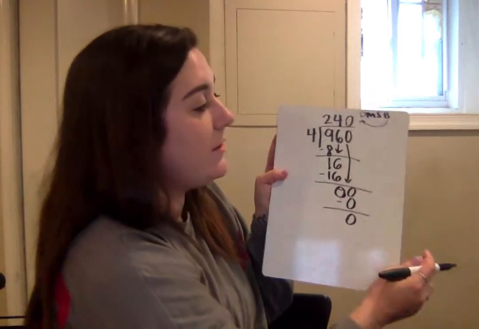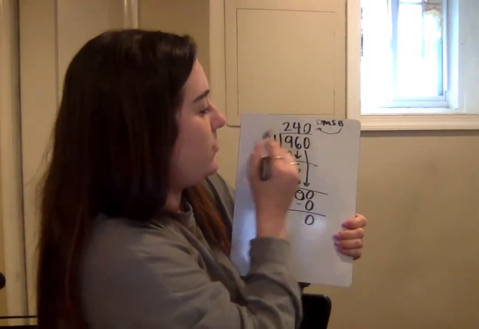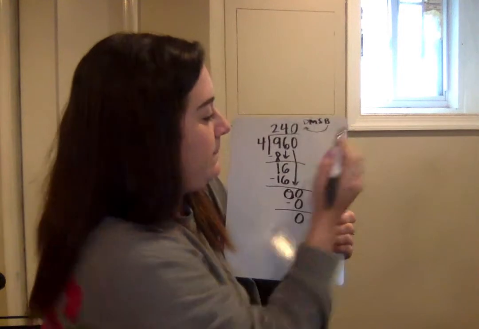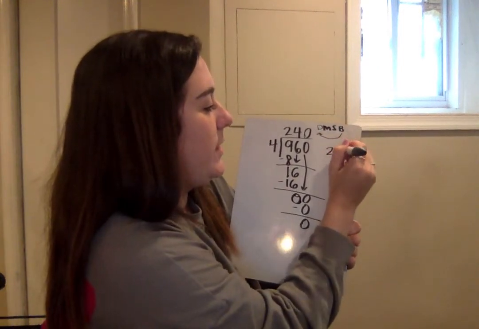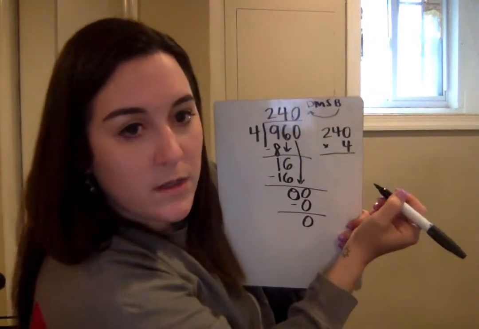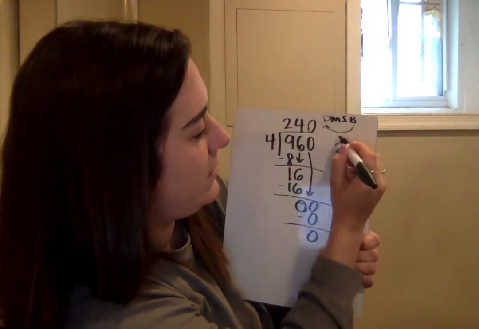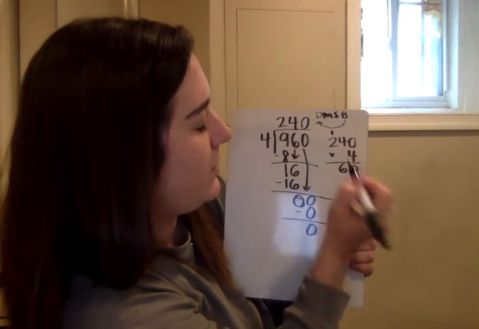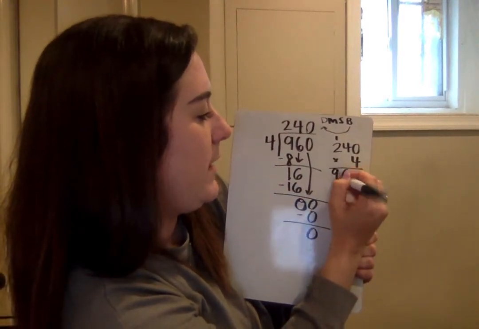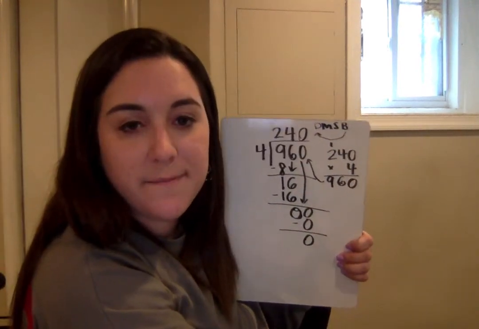All right, if you want to check your answer, which I love, remember, you take your quotient and you multiply it by your divisor. So I'm going to say, okay, 240 times 4. Can you see that? Okay. 4 times 0 is 0. 4 times 4 is 16. 4 times 2 is 8, plus 1 is 9. And you should have gotten your dividend if you are correct.